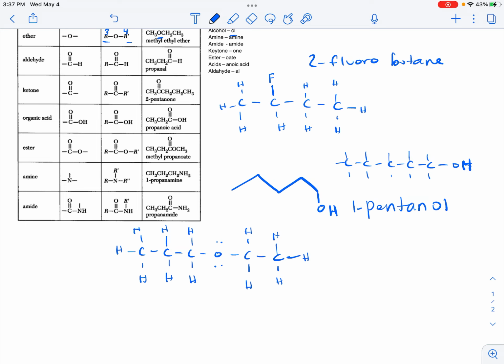And you name it left to right and you add the YL suffix. So you name each group. So we're going to name this group, add a YL, name this group, add a YL, and then use the word ether. So on the left-hand side, you've got 3 carbons in a row. So that's going to be propyl for 3, and then YL suffix. And then on the right side, you've got 2 carbons, so that's ethyl, and then the word ether tells you that there's an oxygen in between them, so we call it propyl ethyl ether.